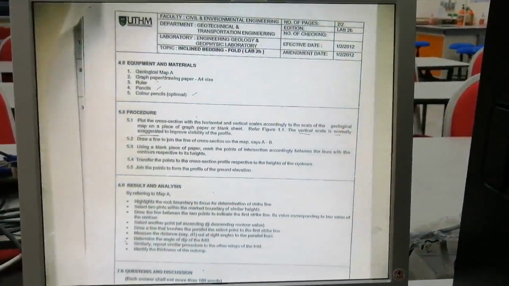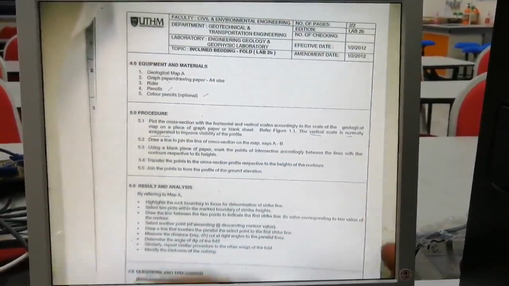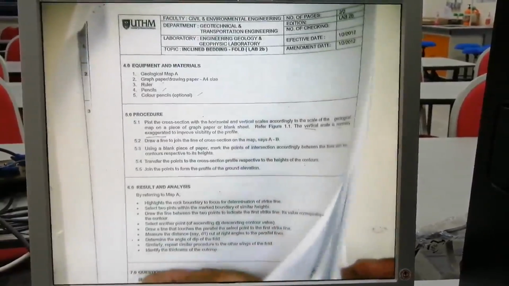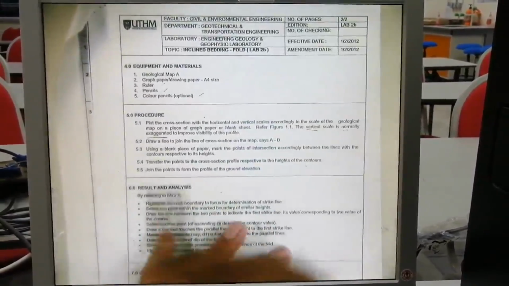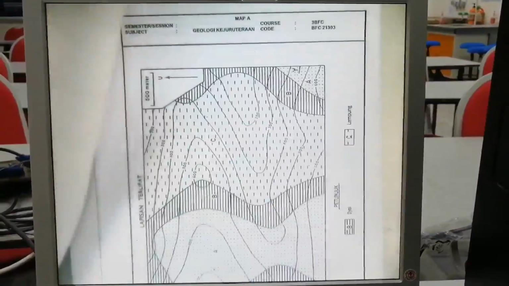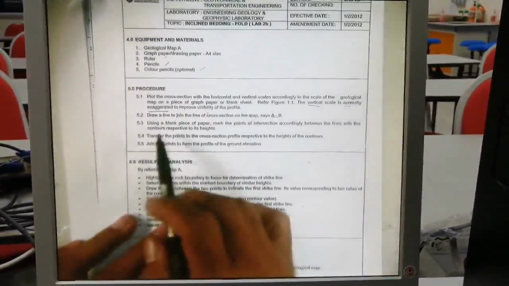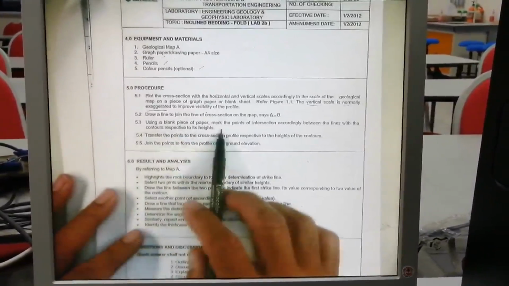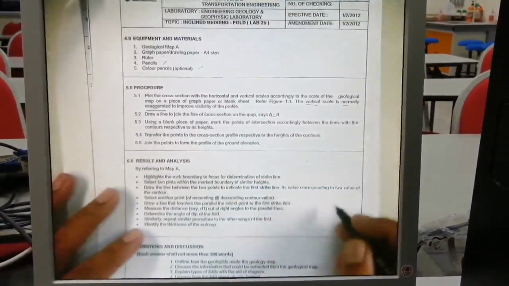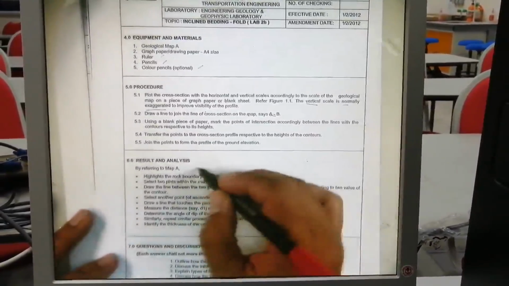So the procedure: the outcome of this map is you have to draw the cross section on the map between X to Y. Then using a blank piece of paper, mark the intersection. This one we will discuss later. For detail, try to read this procedure.